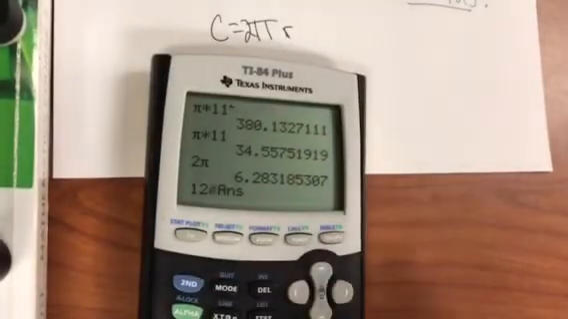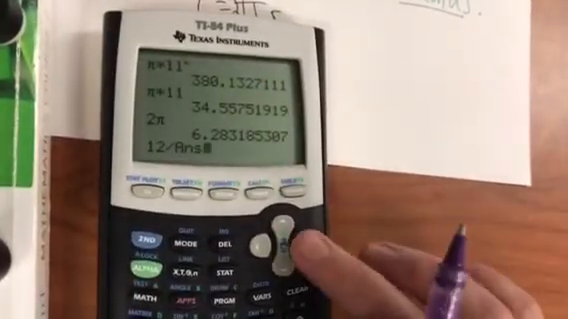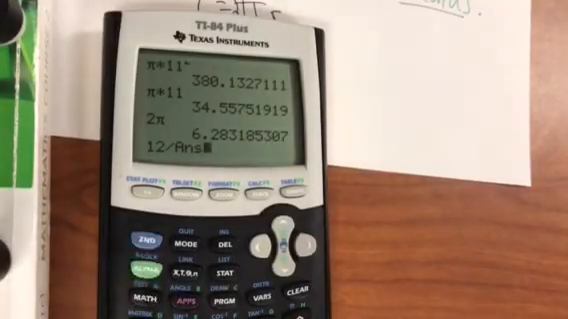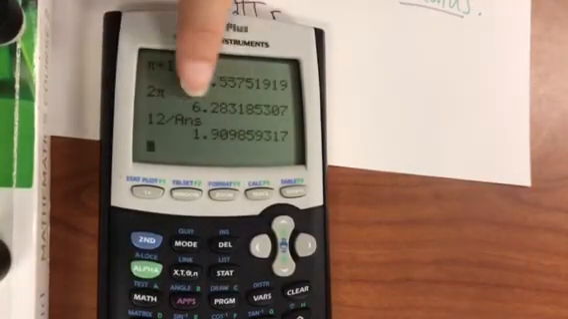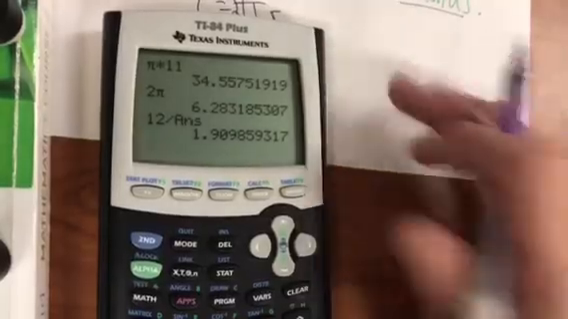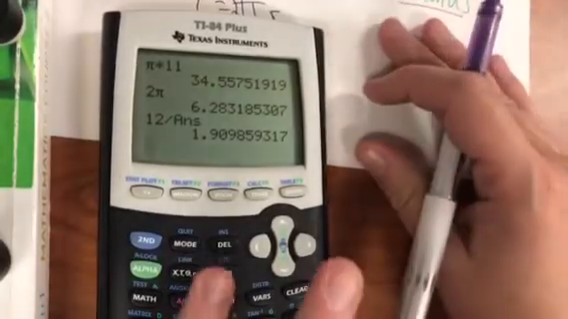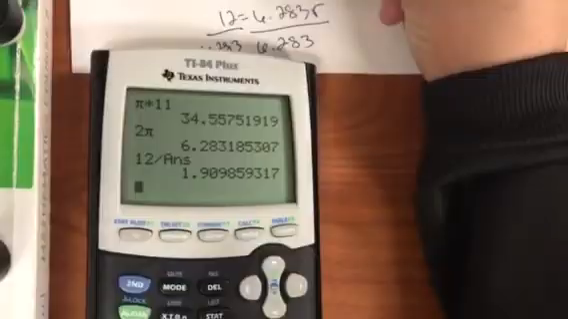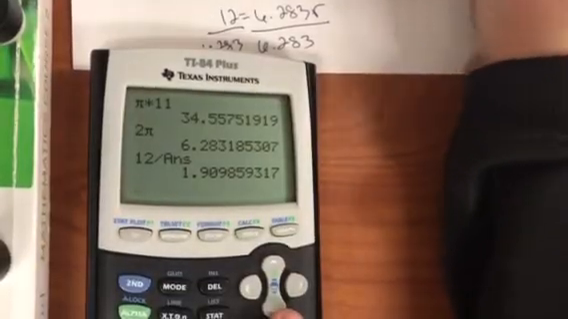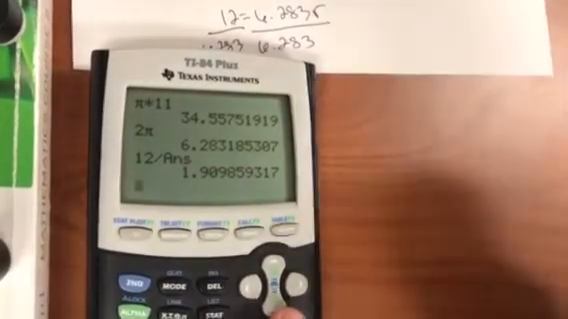Oops, I put the wrong thing. 12 divided by 6.283. Yes, I used the fancy little second answer option, which just puts that number in for me. It's 1.91, is what I'm going to put it at. So my radius equals 1.91 feet.